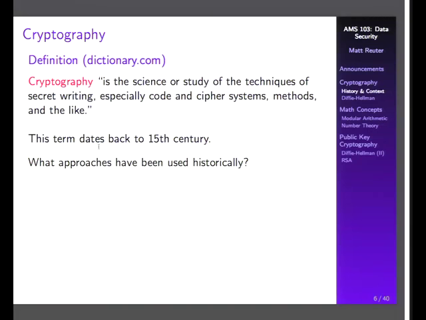So historically, what are different ways that we've gone about doing cryptography? Do you have any ideas sort of historically? How would we make messages secure? Any thoughts? Or is it too early on Monday morning and we're all still a little sleepy?